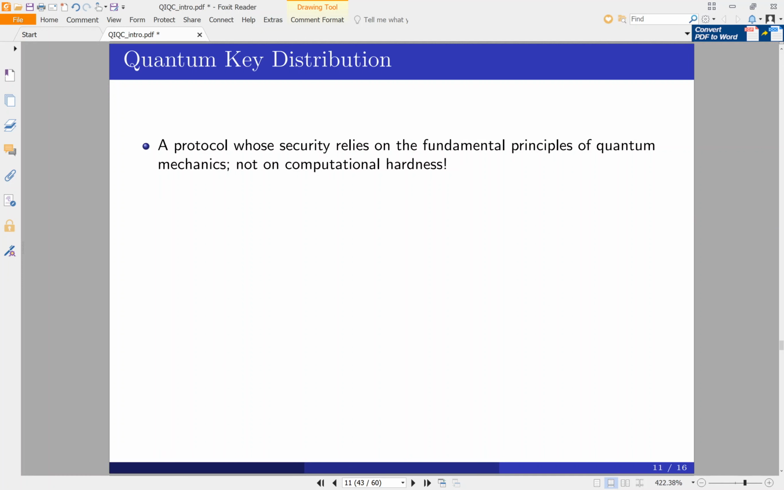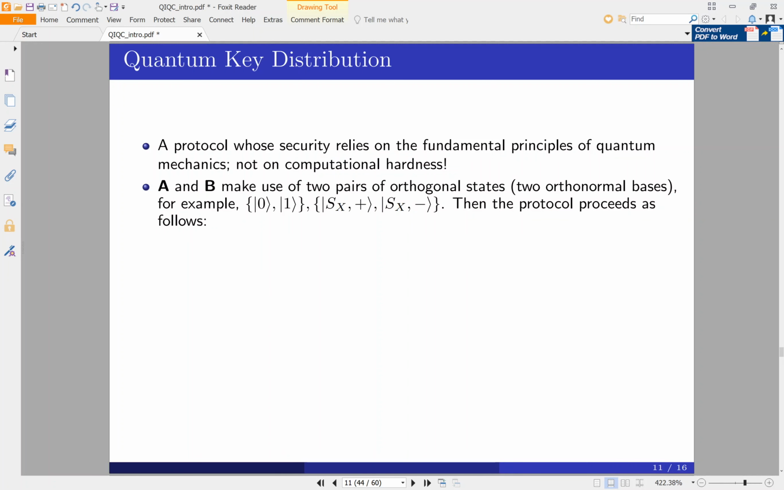And now we can come up with a protocol whose security relies on some fundamental physical principle and not on the hardness of a particular problem, not on the hardness of a particular mathematical problem like prime factorization. This is the main idea behind this quantum key distribution protocol.